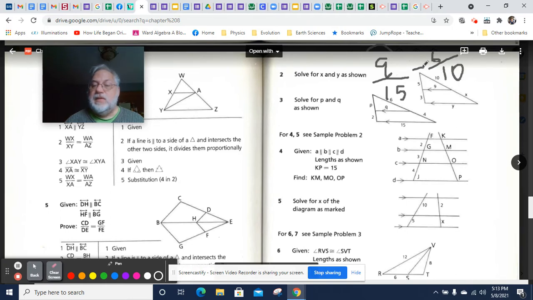Okay, and then that makes a proportion. So 10Q will equal 15 times 6. So you'll be able to find out what Q is. Fairly straightforward proportion problem. I'll leave that to you to do.